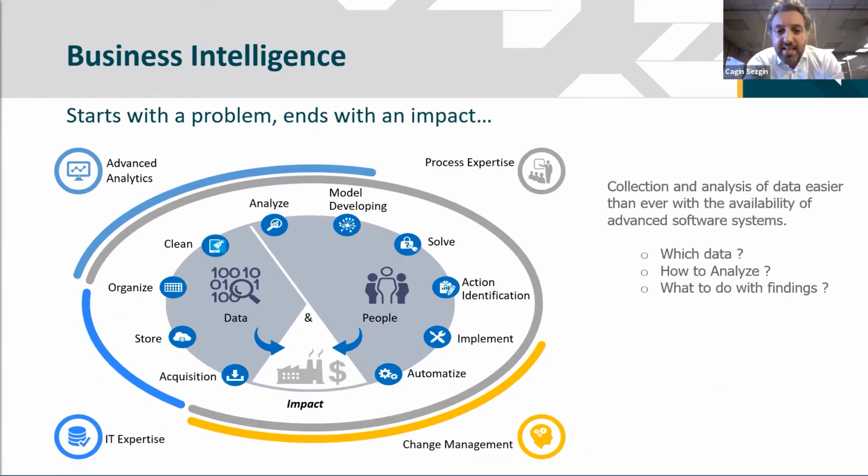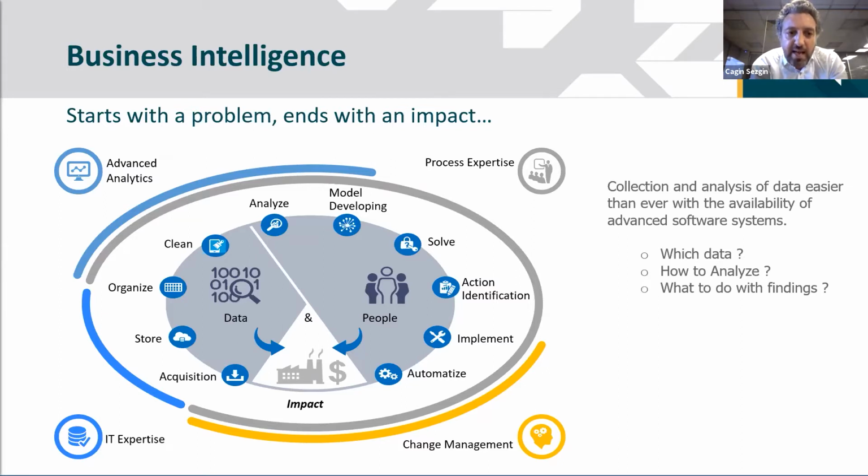I like this cycle a lot. I can talk on this for half an hour just on this page, but I will try to keep it brief. What is the main step? The beginning is the business problem. This is what we call the business intelligence whole cycle, by the way. It was developed by McKinsey, and everything starts with a problem and ends with an impact.